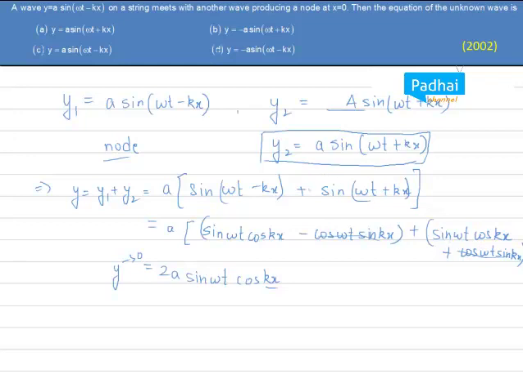However, if I had used minus a sine omega t plus kx, if there was a minus, then the net equation that I would have got would be y equal to minus 2a cos omega t sine kx. Now if I put x equal to 0 over here, y will be 0, obviously, because sine 0 is 0. So that means option B is correct.